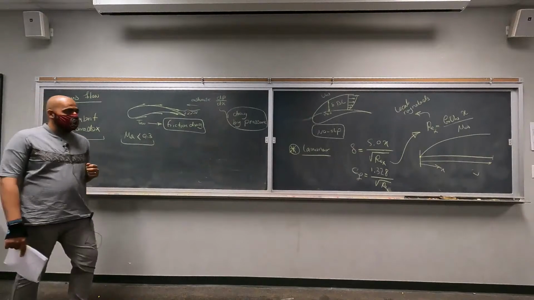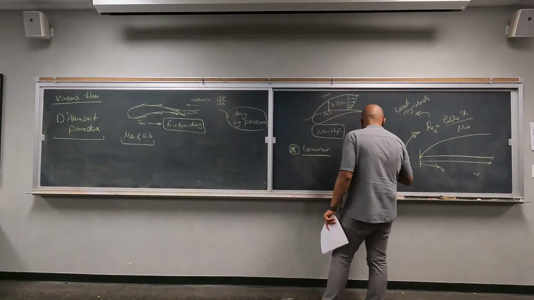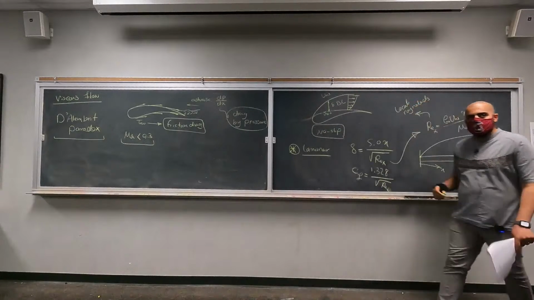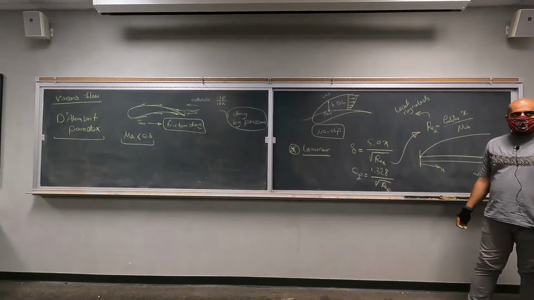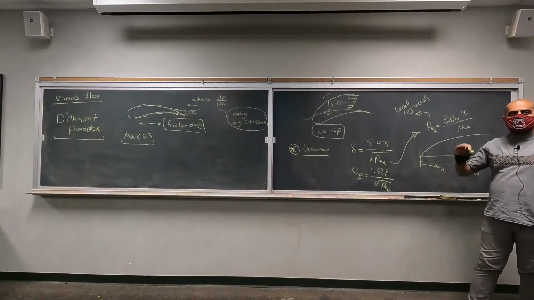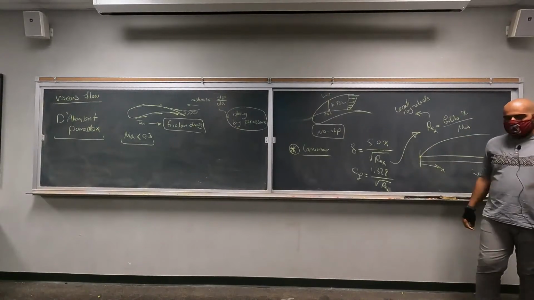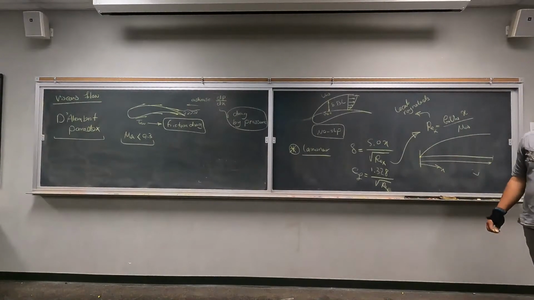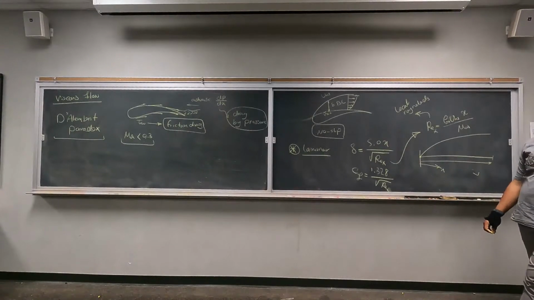So let's say we are within the laminar region and we want to find the viscous drag. What should we do? Let's say you have already calculated the friction coefficient, which means that you have already found the Reynolds number. I plugged it in here, and you want to calculate the viscous drag. How can we use the friction coefficient to calculate the viscous drag?